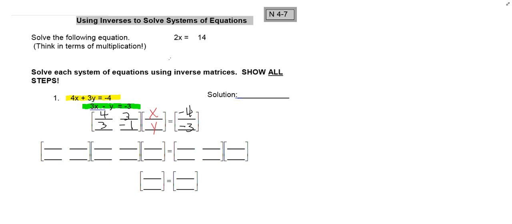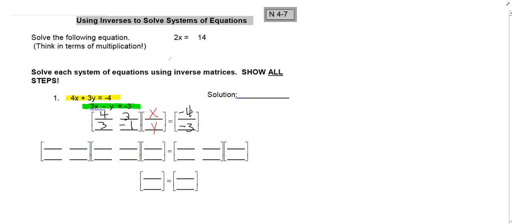So let's see what would happen if we multiplied this matrix by our xy matrix. Well, you'd have 4x plus 3 times y, which is exactly what we have. And then if we do the second row of this, we would have 3 times x plus -1 times y. We would end up coming back to that green equation that we have from above. So if we can figure out how to use our inverses, then we should be able to solve this one.